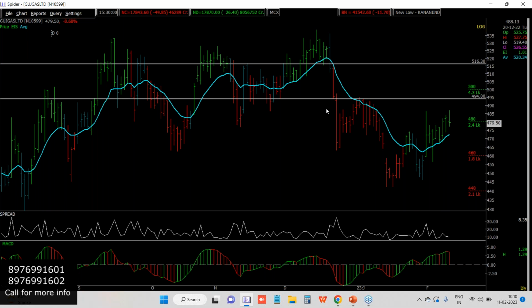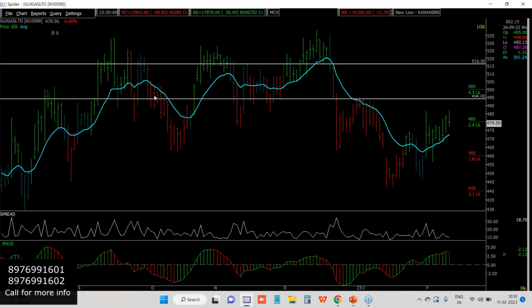Okay, because as you can see from this particular point also, the histogram has started falling. So basically the MACD histogram is telling you that the momentum is shifting towards the downside. Also the price action alongside the EMA is clearly indicating that this is going into a bearish movement.